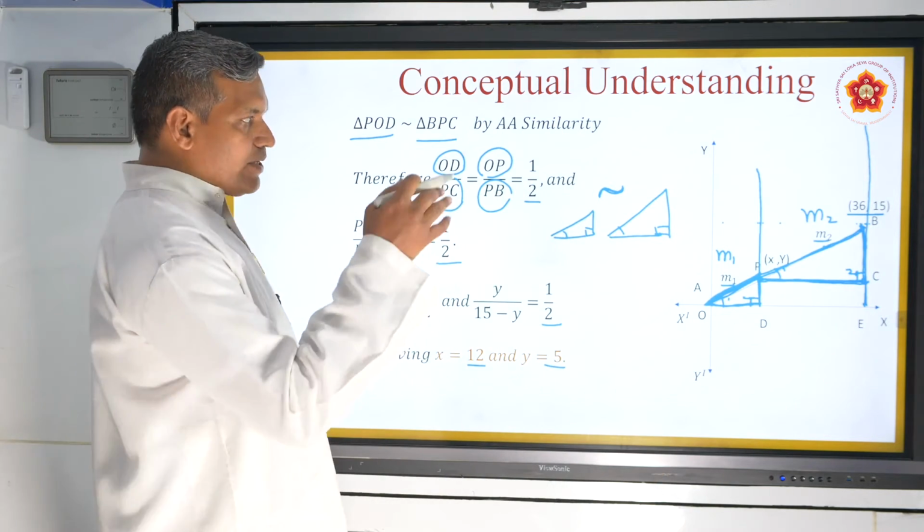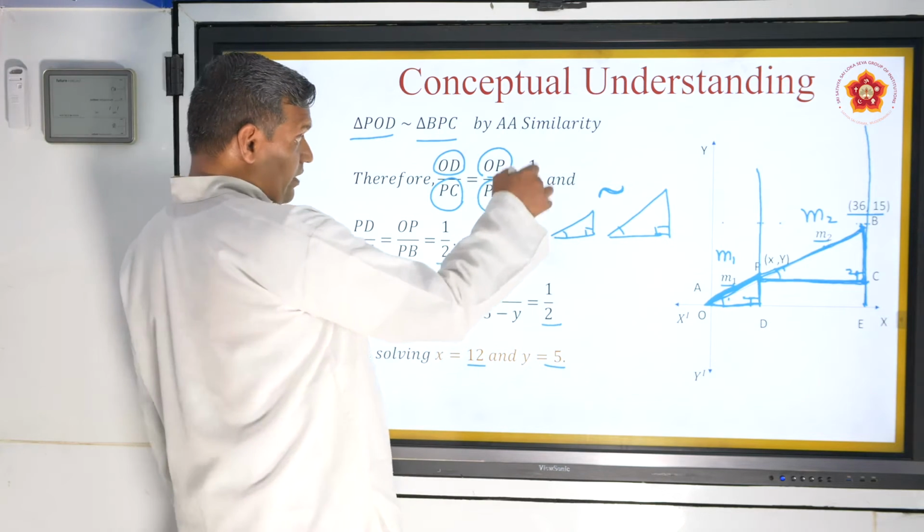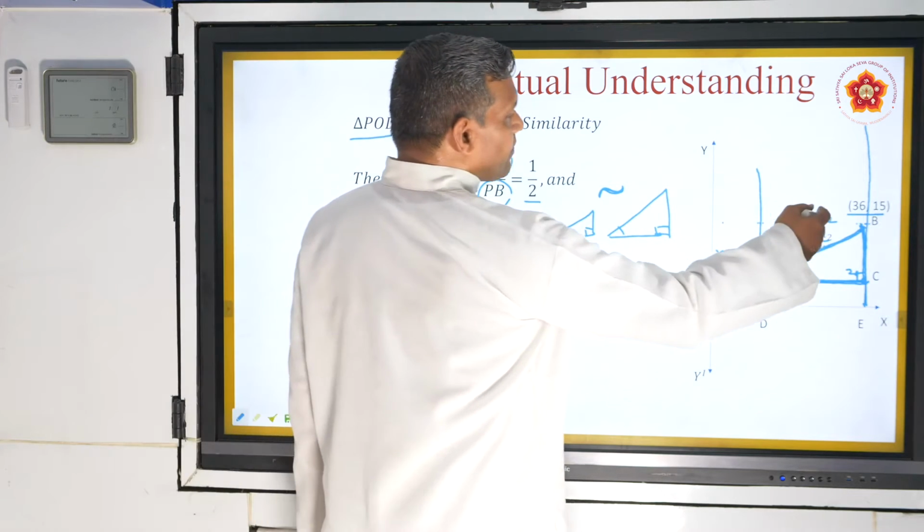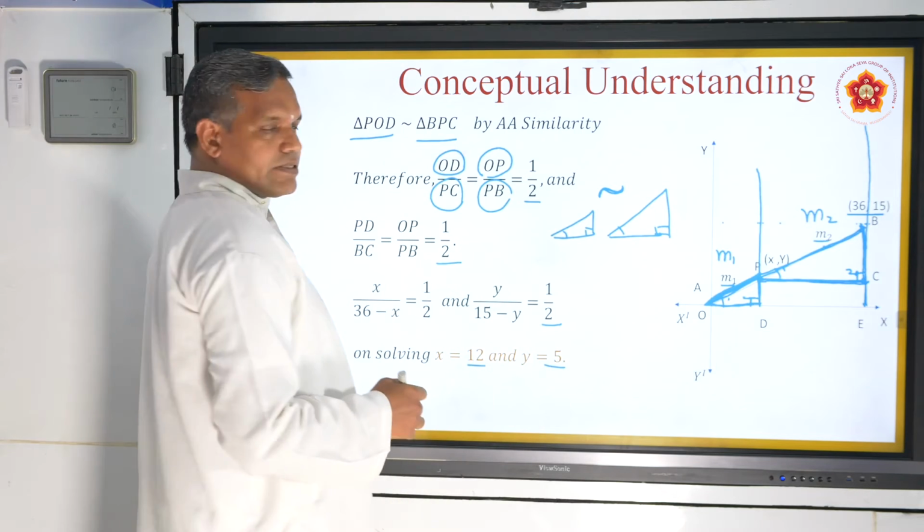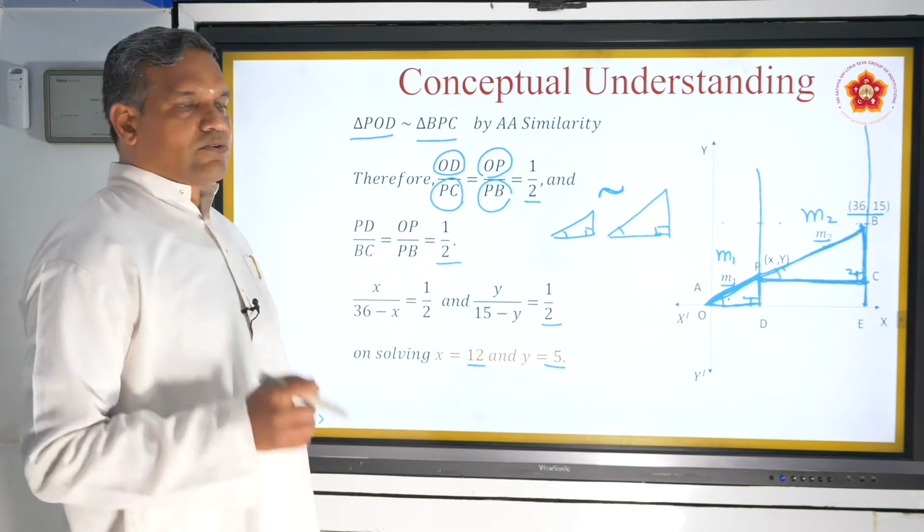In the original textbook sum, they have given a 1 by 2 ratio. I have taken 1 by 2. You can take any ratio, whatever ratio you want, and get different answers. So this is for the 1 by 2 ratio.